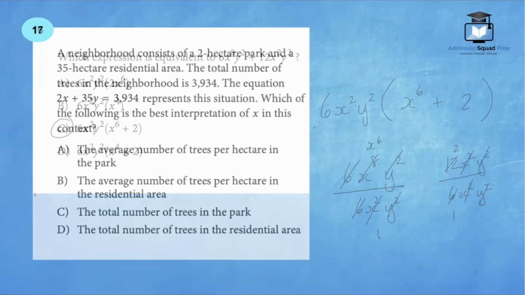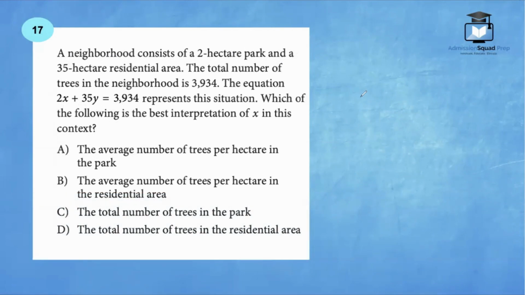Let's continue. Number 17. A neighborhood consists of a 2-hectare park and a 35-hectare residential area. The total number of trees in the neighborhood is 3,934. The equation 2x plus 35y equals 3,934 represents this situation. Which of the following is the best interpretation of x in this context? So we know that 3,934 is the total number of trees, right? We can also see that x is associated with the 2. So the number 2 is associated with the parks, and the number 35 is associated with the residential area.